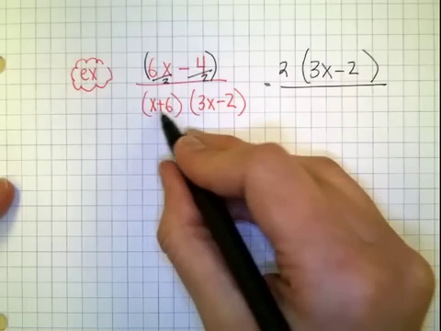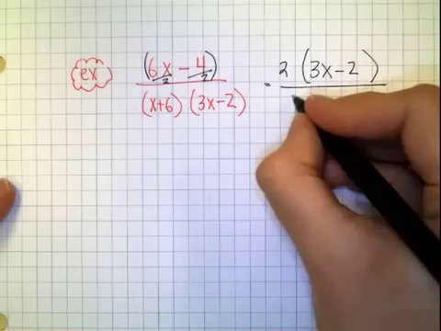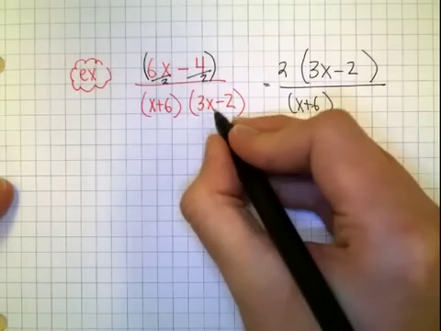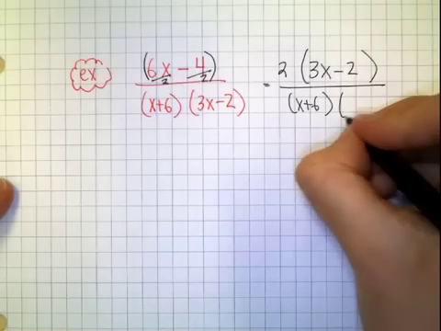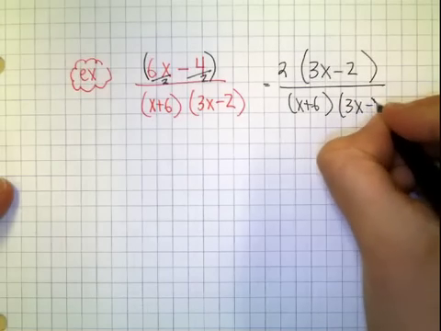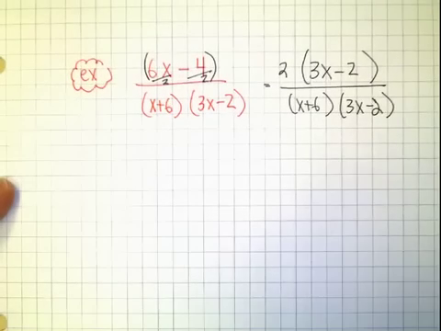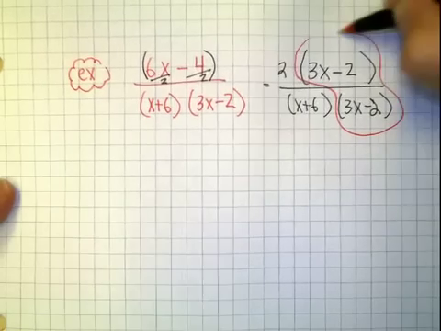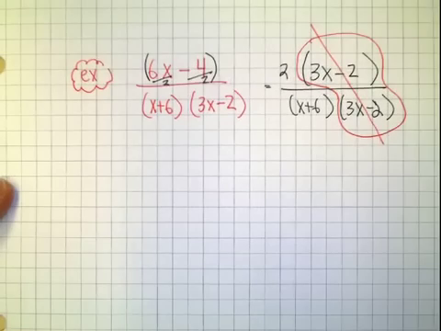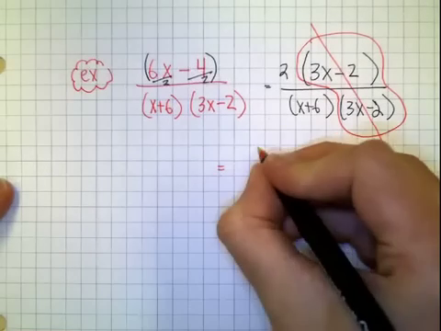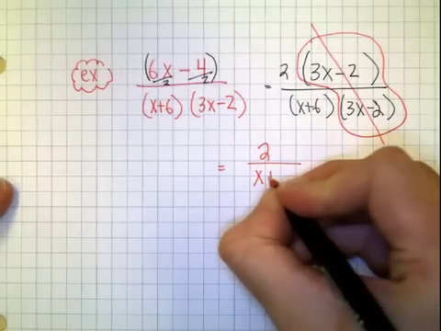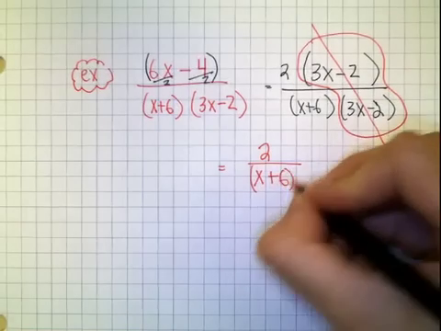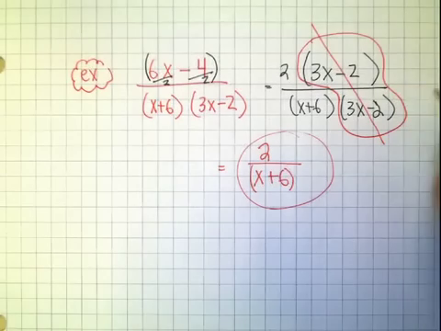On the bottom, can you pull anything out of x plus 6? No, it's already in its best form. 3x minus 2, you can't divide by 3 and 2, anything that'll work, so 3x minus 2 is the same. But that's kind of okay because look what my power of 1 is going to be. It's going to be 3x minus 2. Those are going to go away, which means my answer is going to be 2 over x plus 6. And you have to stop yourself. x plus 6 is grouped together, so this is my answer.